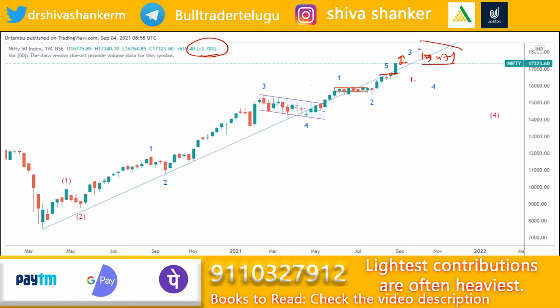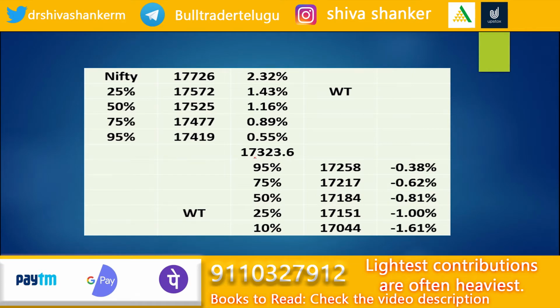the 17,471 level, and this 17,471 level will act as a good resistance level. At present Nifty is at 17,323.6 level, and the 17,419 level will act as a good resistance point. If the market sustains above this level for at least 2 to 3 hours, then we can expect a move in Nifty 50.